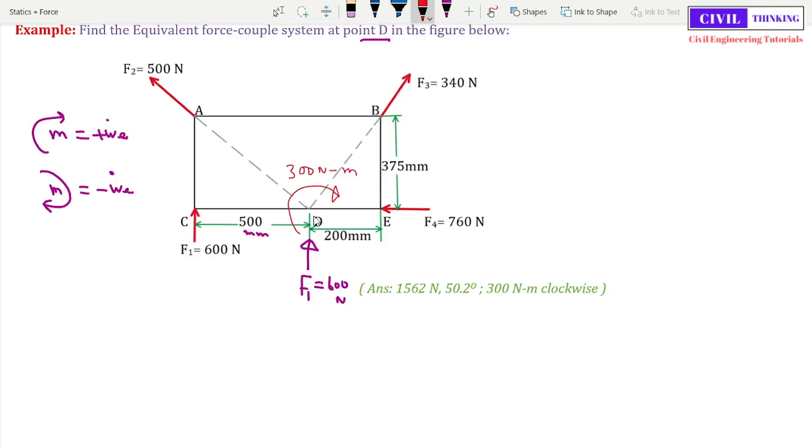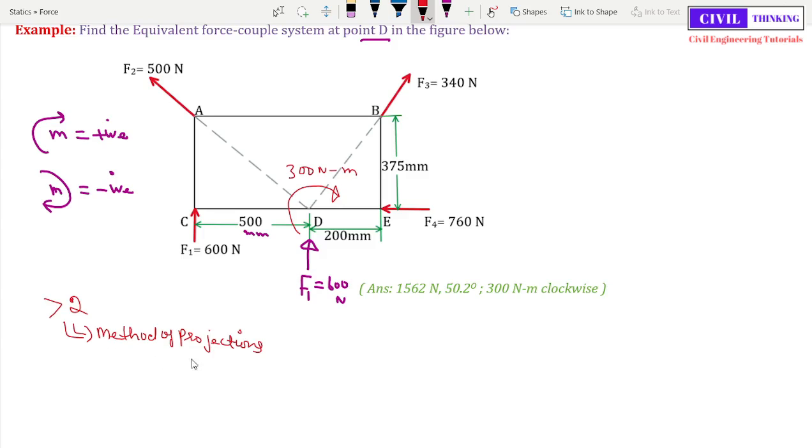Now we have more than two forces acting at point D, and remember the rule: when we have more than two forces acting, we use the method of projections. Now this method is quite easy. If you have not watched my previous lecture on method of projections, you can watch it, and maybe you don't need to because I will explain it here.